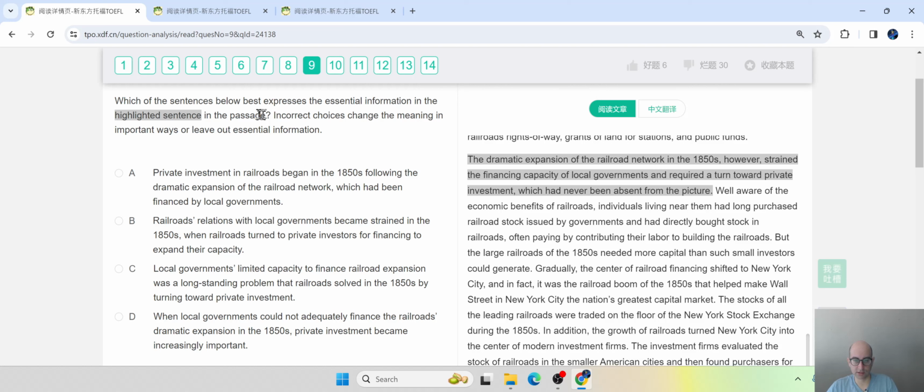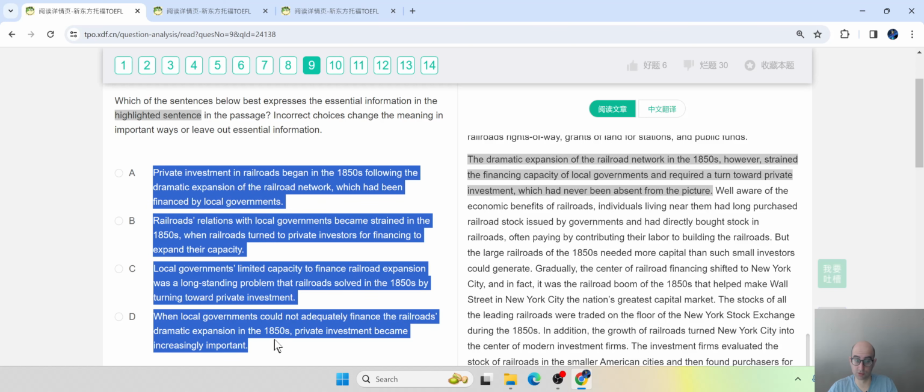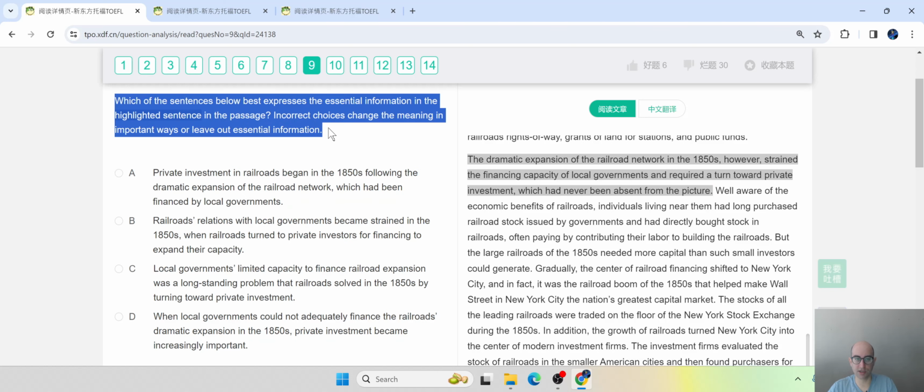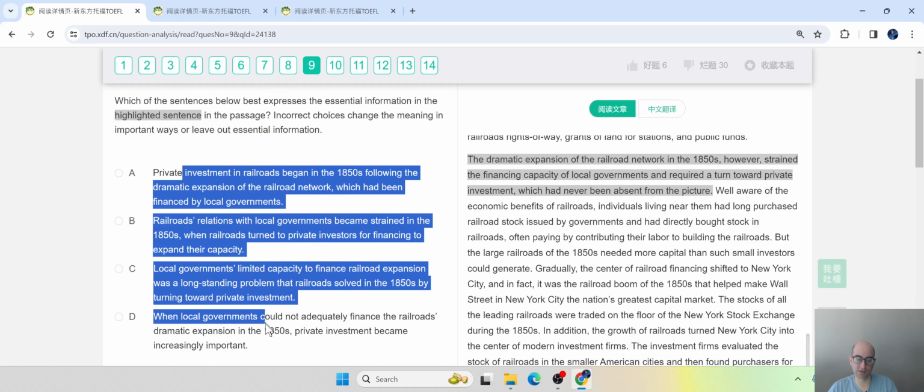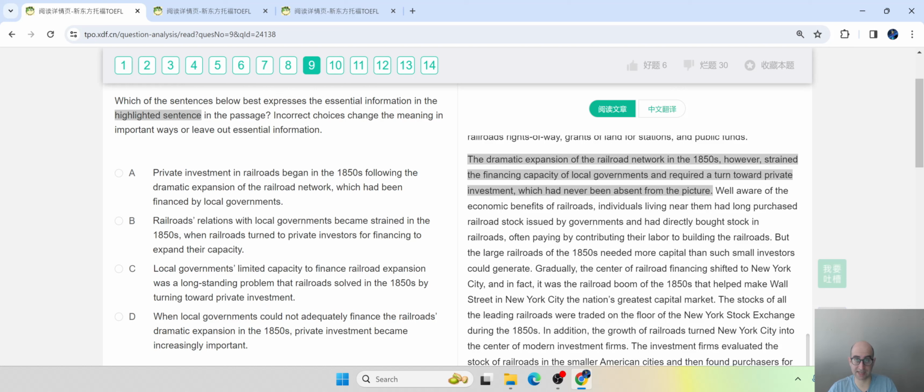Okay, so the first step you want to apply when it comes to this particular question type is obviously read the highlighted sentence, okay? Do not read the answer choices. That will confuse you. And the question itself is pretty much always the same. They're going to tell you, which of these sentences best expresses. That's the key word, guys. Best, okay? Some of them could be very close, but one of them is better than the rest. The essential information, basically the important information in the highlighted sentence in the passage.